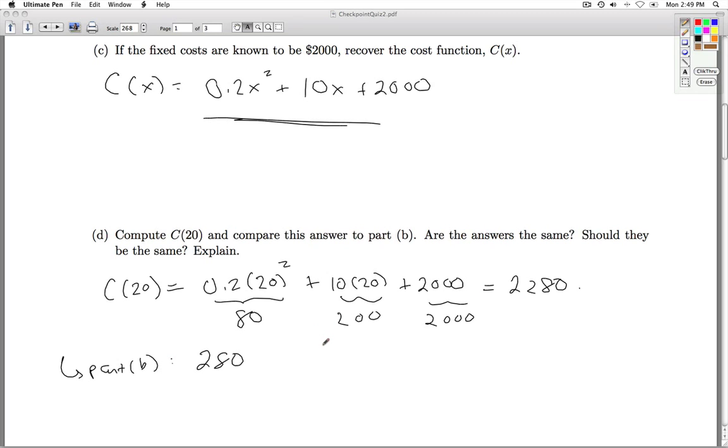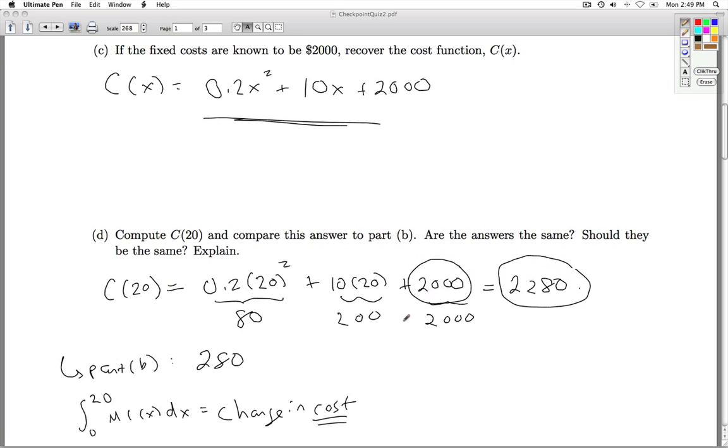Should they be the same? Well, they shouldn't. Remember the integral from 0 to 20, MC of x dx, this is the change in cost. So if you notice, the cost to make 20 units is $2,280. But the fixed costs are $2,000. So what's the change in going from 2,000 to 2,280? That's right. This right here, part B, 280. So the change in cost is 280. So that's it for number 1.